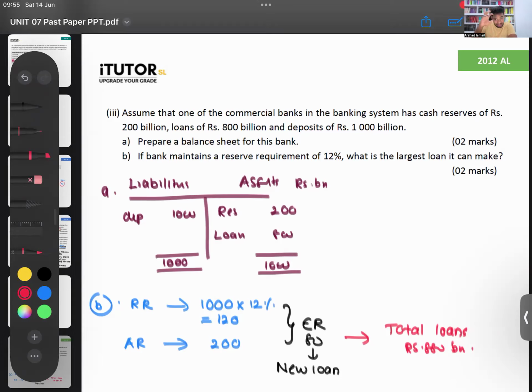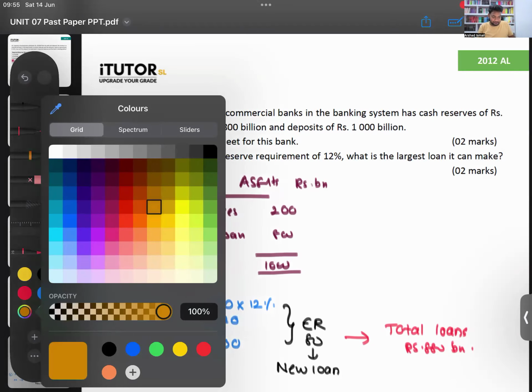So you can say, the largest new loan this bank could make is 80 because they have excess reserves of 80. And if they give this out as loans, then the total loans could become 880. So you have given your words and explained. Then whoever is marking your paper knows, whatever the marking scheme says, you will get your marks. So be smart when writing answers.